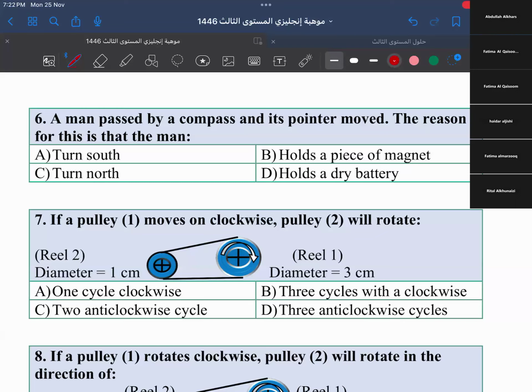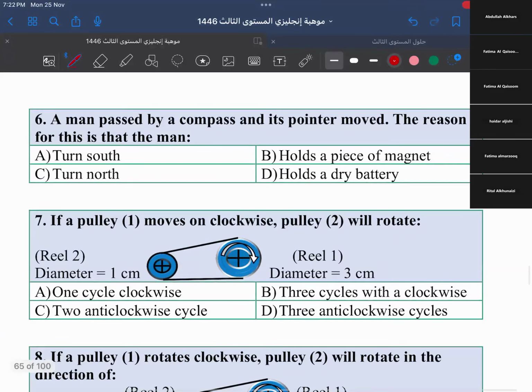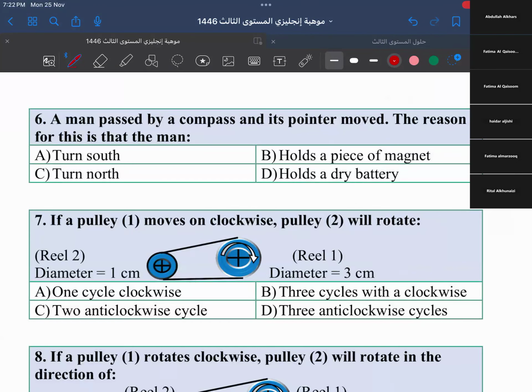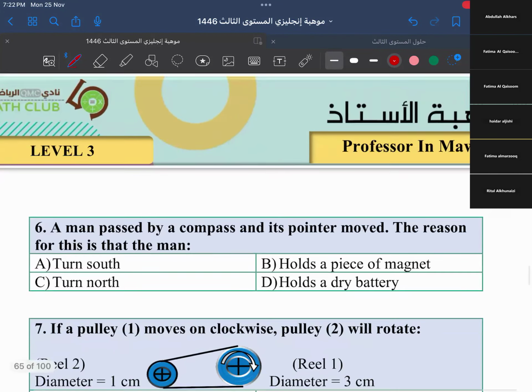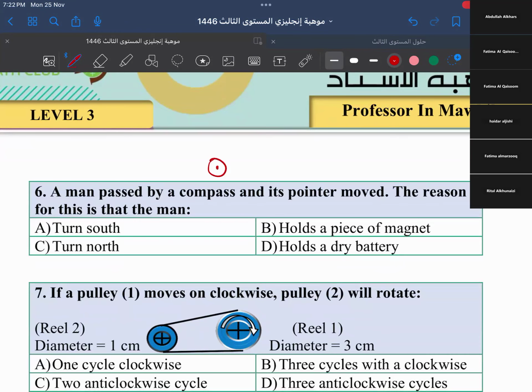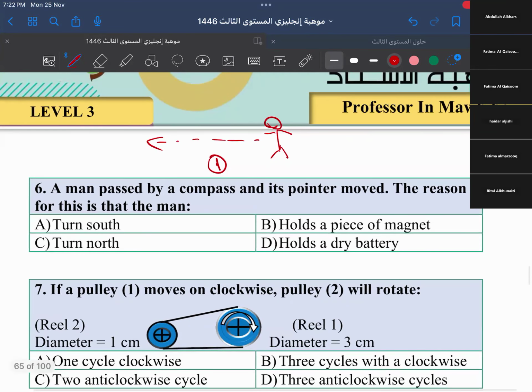A man passed by a compass and its pointer moved. The reason for this is that the man... Okay, do you have a guess? Is the man holding the compass or is the compass far away? The compass is what's used for directions. So the man was just walking by. He didn't touch it, he didn't go near it, he just walked by it. Maybe B, the man holds a piece of magnet. Yes, Mumtaz, B is the right answer here.